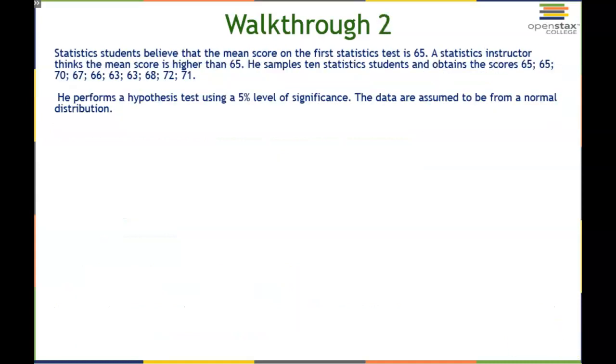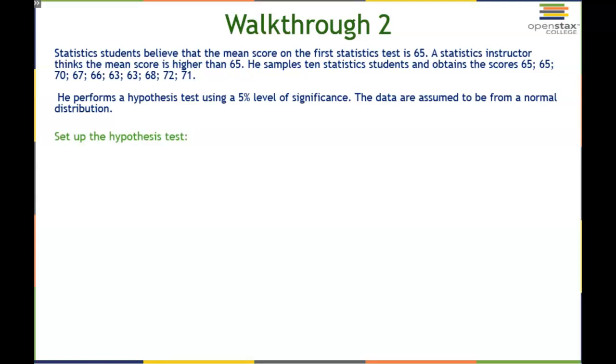For walkthrough 2, we have statistics students who believe that the mean score on their first statistics test is 65. A statistics instructor thinks the mean score is higher than 65. He samples 10 statistics students and obtains the scores of 65, 65, 70, 67, 66, 63, 63, 68, 72, and 71. He performs hypothesis testing using a 5% level of significance. The data are assumed to be from a normal distribution.